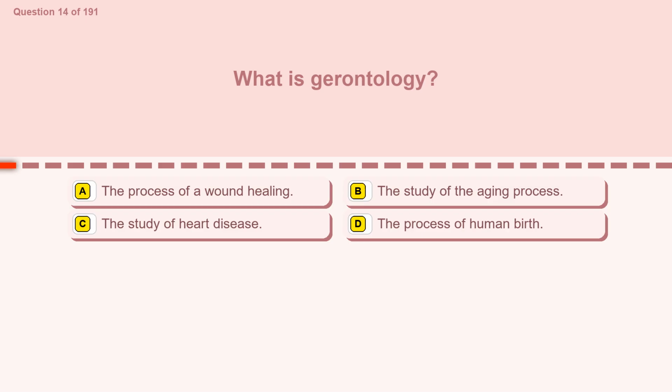Question 14. What is gerontology? Option A. The process of a wound healing. Option B. The study of the aging process. Option C. The study of heart disease. Option D. The process of human birth.